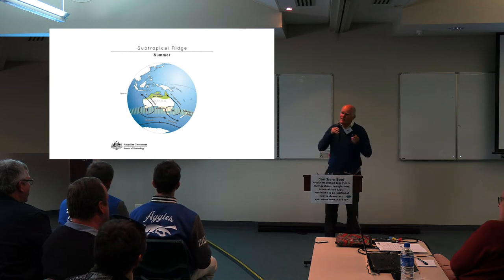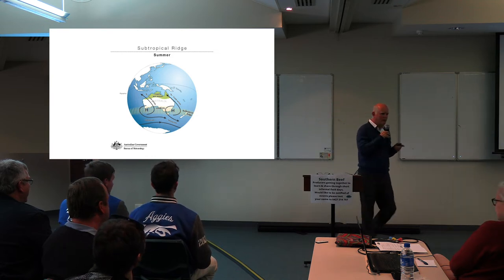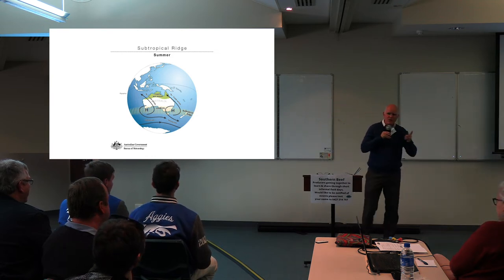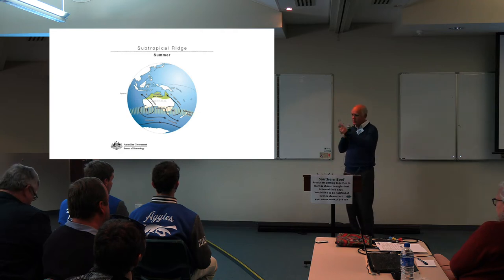Okay, so what is black is white and what is white is black in meteorology. Okay, so the surface pattern will be the reason for that.